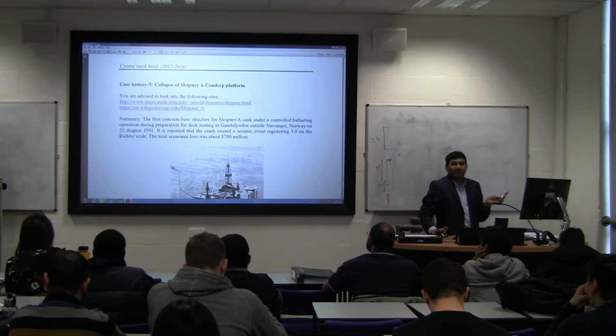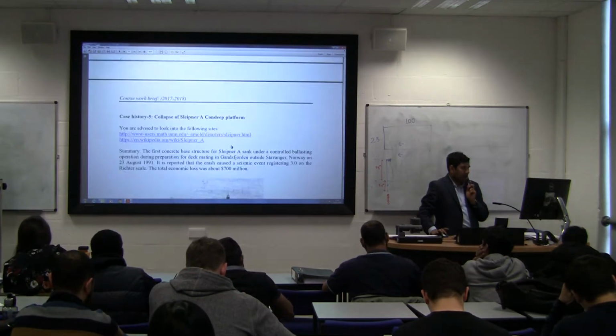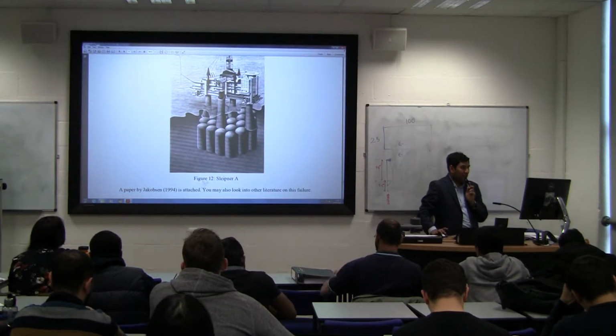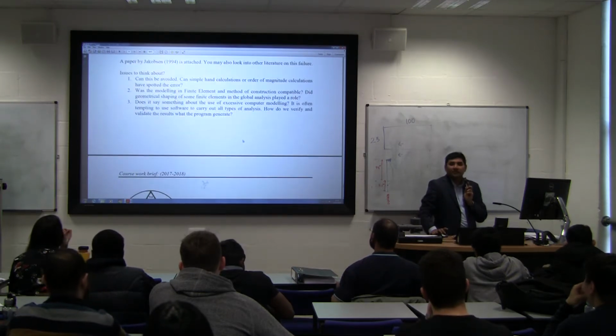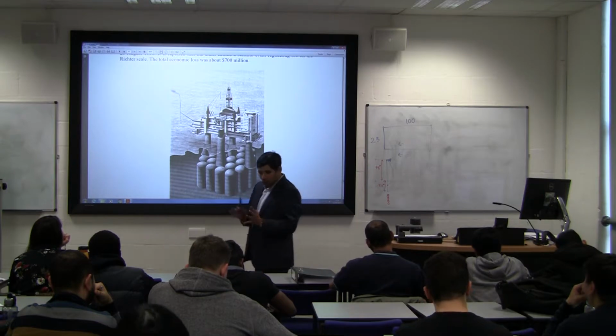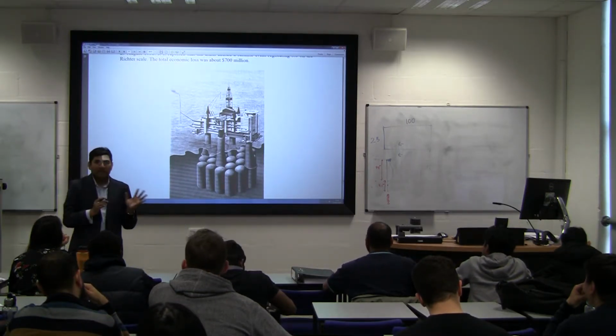Final one. This is new. This was the Condeep platform, Condeep structure. Yeah? And when they were trying to install it, it sort of failed. Yeah? So what you want to do is a bit about this. This is the only new part, isn't it? So you've got to study what went wrong.